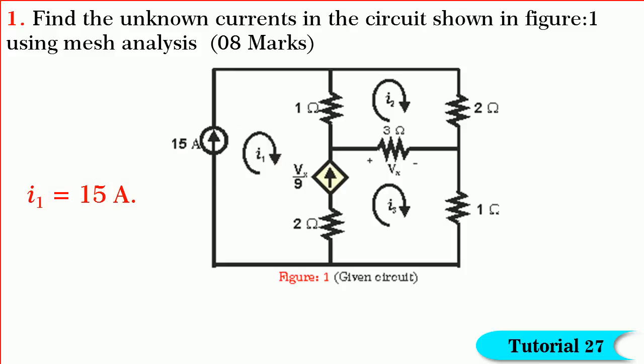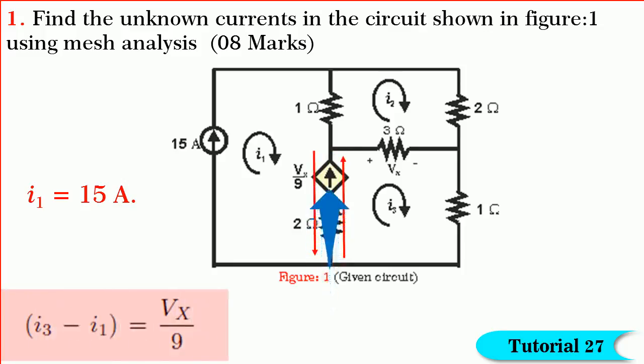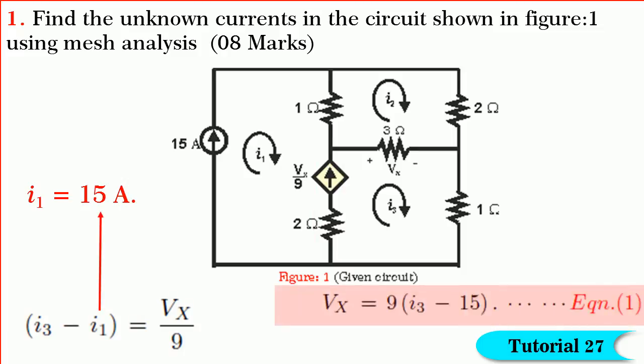We need to obtain another two balance equations. But observe that there is a voltage controlled current source in one branch. So, one branch equation should necessarily be written for this branch current. By writing the balance equation for the branch, we get I3 minus I1 is equal to Vx divided by 9. By substituting I1 is equal to 15 amperes, we get equation 1.